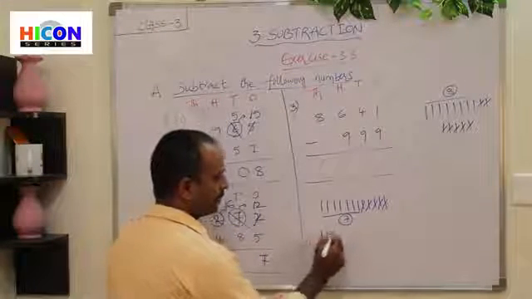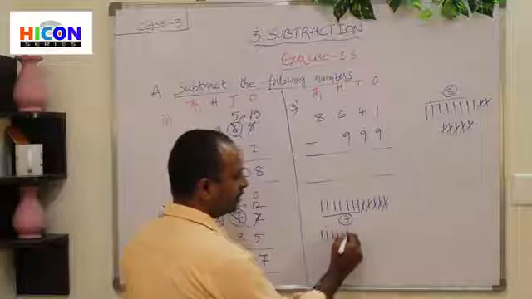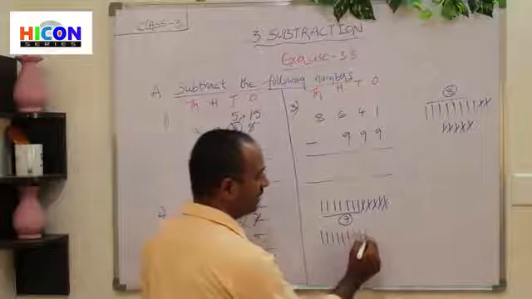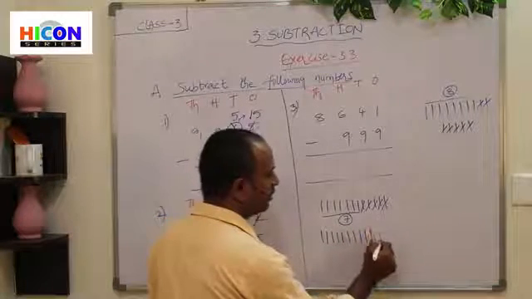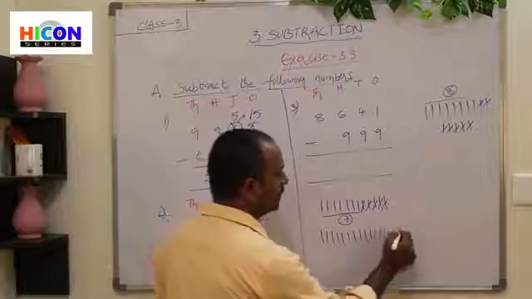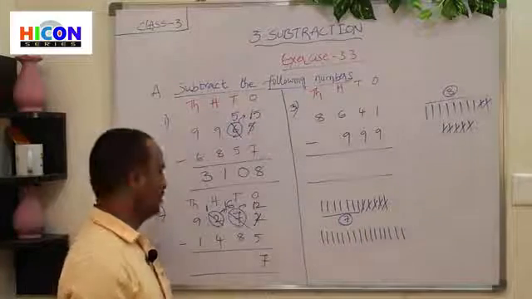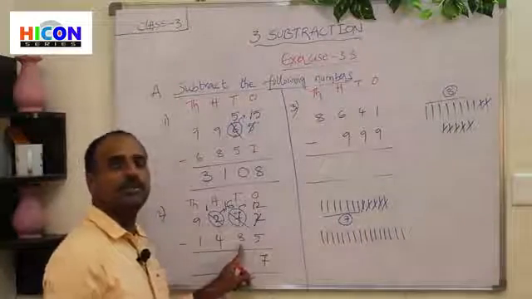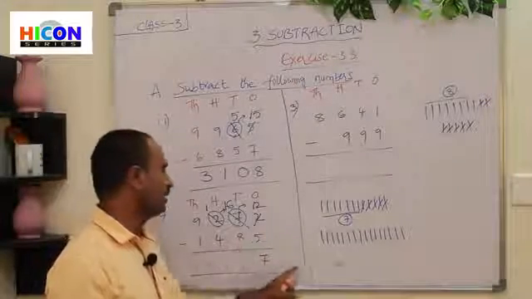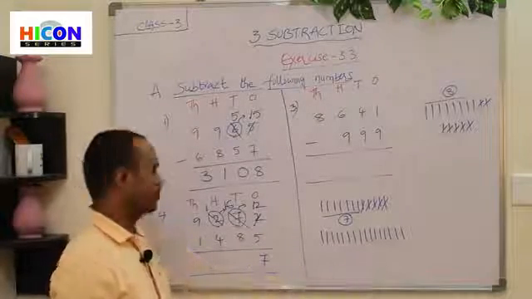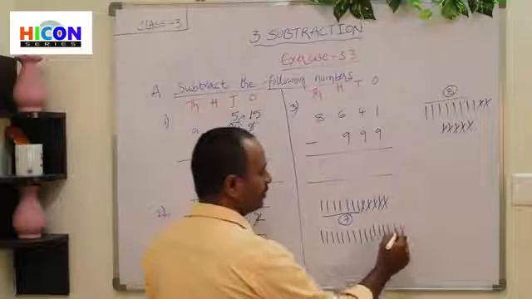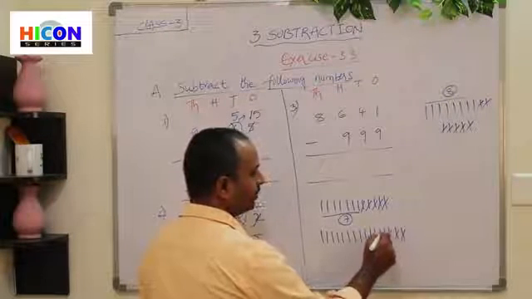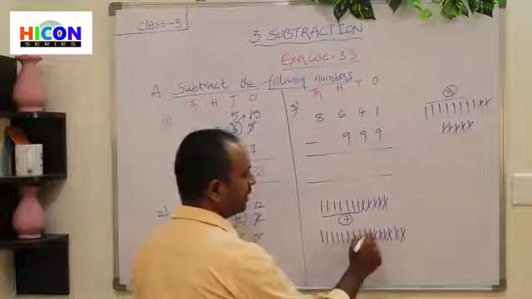1, 2, 3, 4, 5, 6, 7, 8, 9, 10, 11, 12, 13, 14, 15, 16. So children, what is the second number here? 8. So strike off 8 lines among these 16 lines. 1, 2, 3, 4, 5, 6, 7, 8.